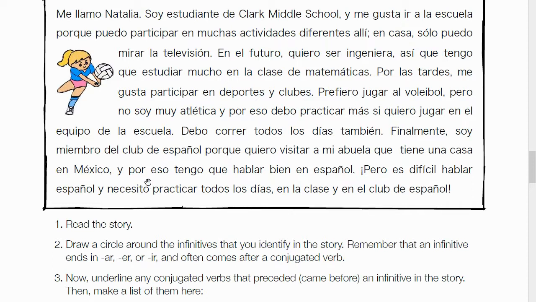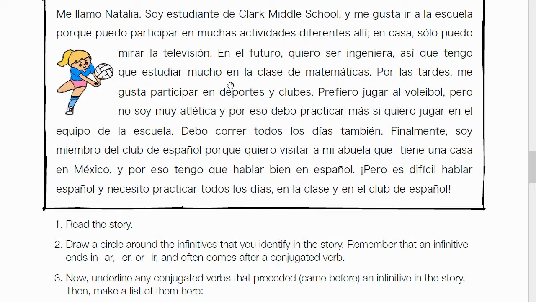Okay, now number three, it says underline any conjugated verbs that preceded or came before an infinitive in the story. Then make a list of them here. So, what came before ir that was conjugated? What was the conjugated verb? Me gusta. So, you should do what with me gusta? Underline it and then write it on the line under number three.